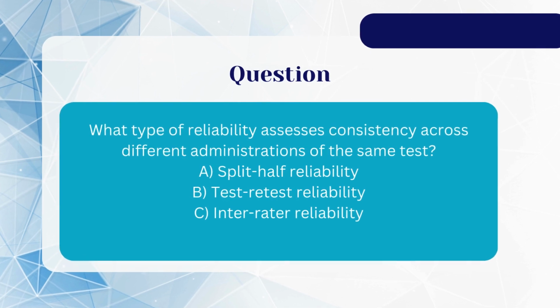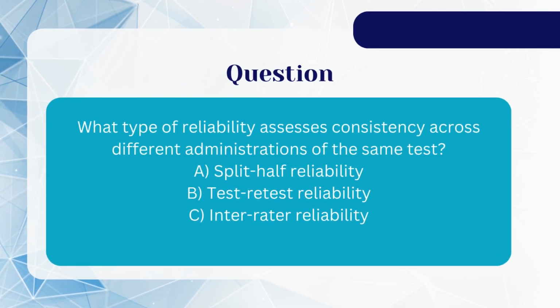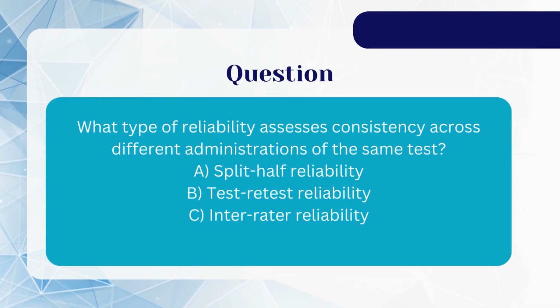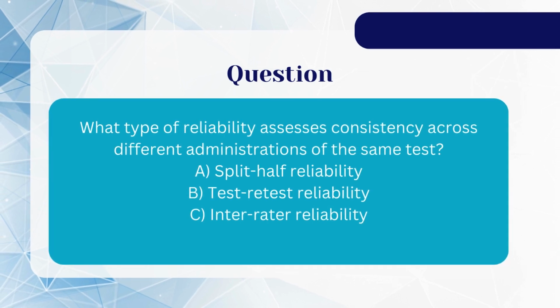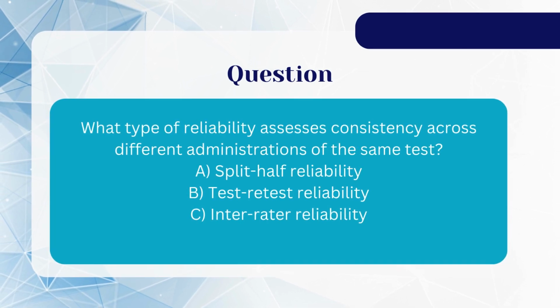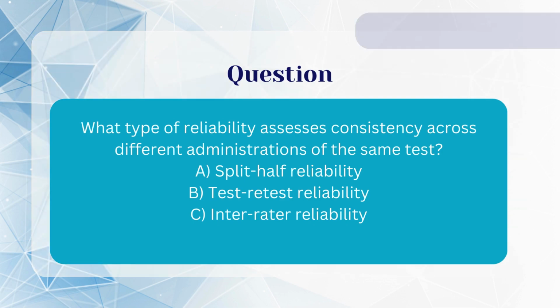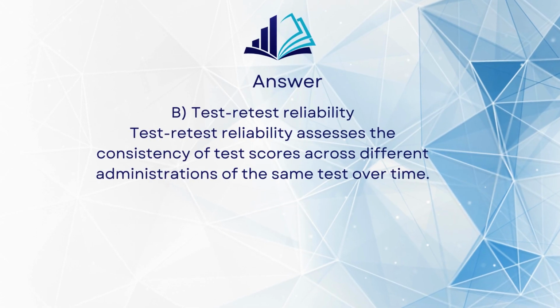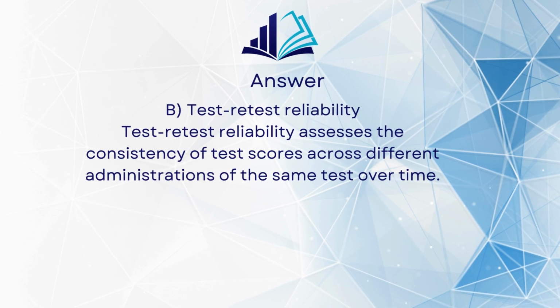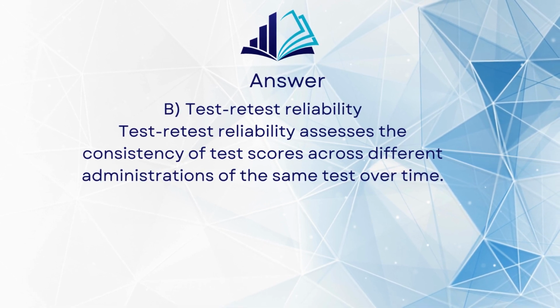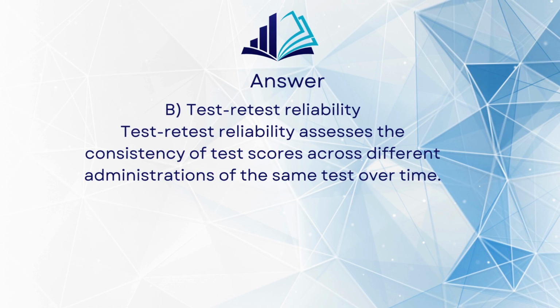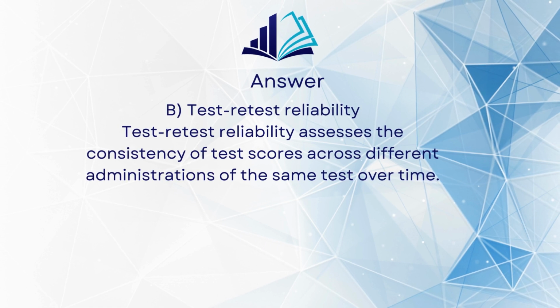What type of reliability assesses consistency across different administrations of the same test? A. Split-half reliability. B. Test-retest reliability. C. Inter-rater reliability. B. Test-retest reliability. Test-retest reliability assesses the consistency of test scores across different administrations of the same test over time.